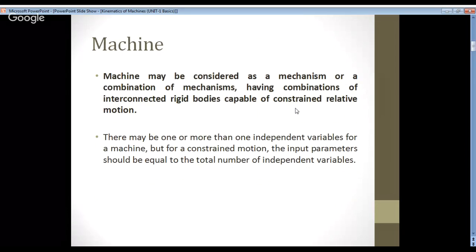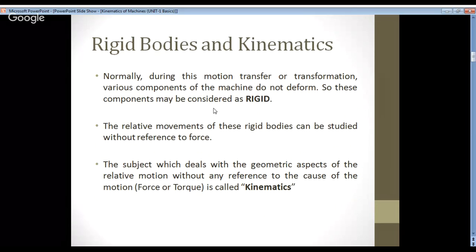Now, in the definition of the machine, you must have come across a new term, rigid bodies. Let us try to define rigid bodies. As the name implies, a rigid body is a body which does not deform under the application of force. That means no plastic deformation takes place in the body during movement. For example, the wheels: you do not want the wheel of your car to bend while moving on the road. That is an example of a rigid body.